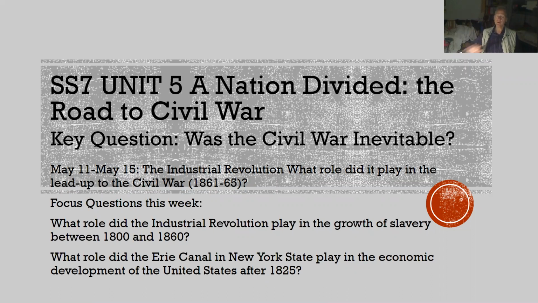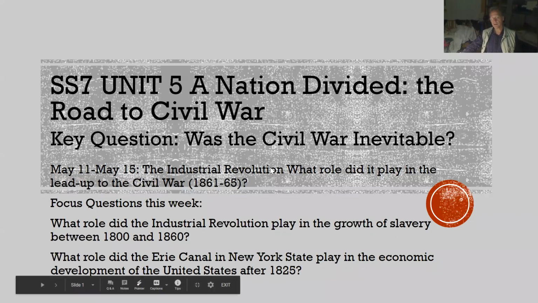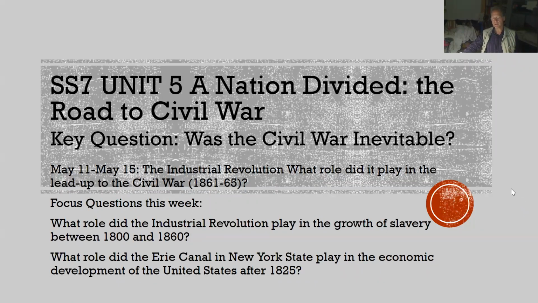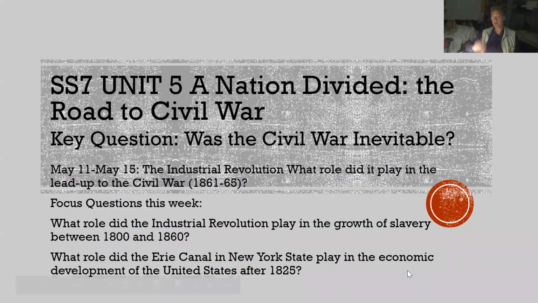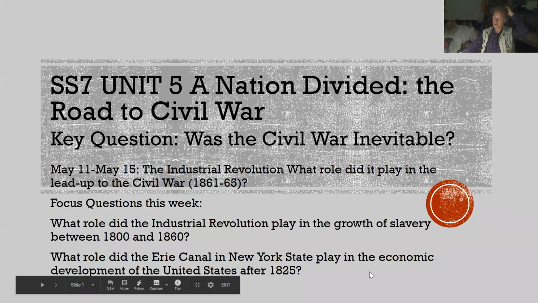But more specifically, what I want to look at this week is what role did the Industrial Revolution play in the growth of slavery in the U.S. between 1800 and 1860. And the second focus question will be, what role did the Erie Canal in New York State play in the economic growth of the United States after 1825, and therefore also in the growth of the slave economy up until 1860?